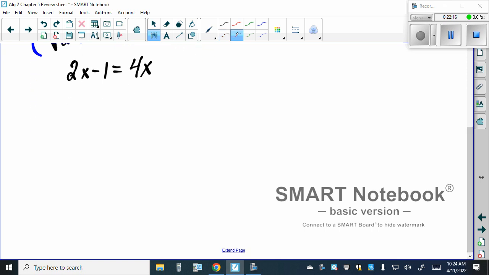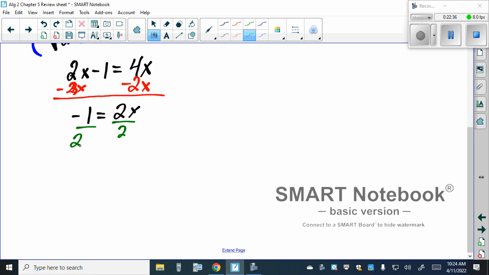Now we just need to solve for the value of x. So what can we do first? Subtract the 2x from both sides, if it'll let me, which will tell us that negative 1 is equal to 2x, and then we would divide by 2. X is equal to negative 1/2.